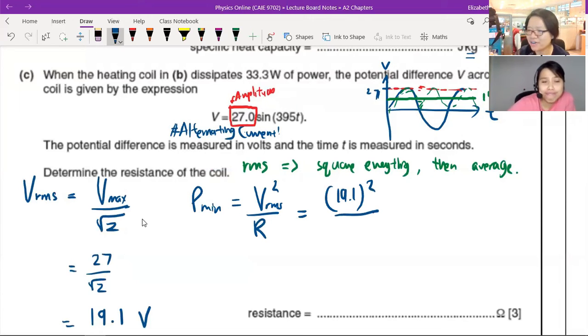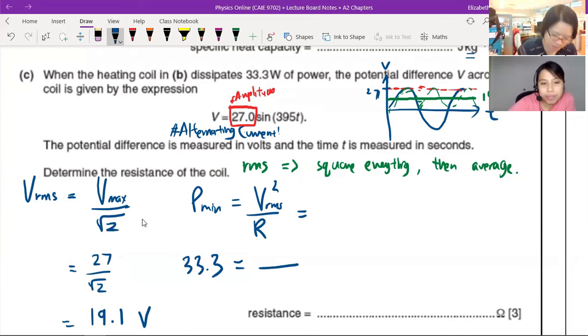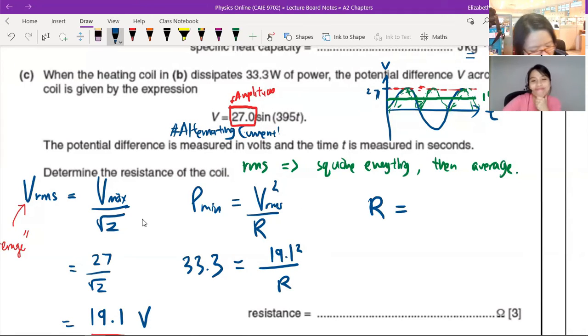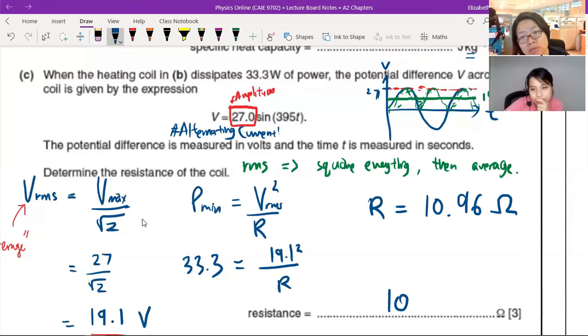So you're looking for R. Do we have the average power? Oh, there, 33.3, they told us. I press for you, you press for me. So the R will be 10.96 ohm. You write 2, 3 SF, so maybe 11. 11 nicer. 11.